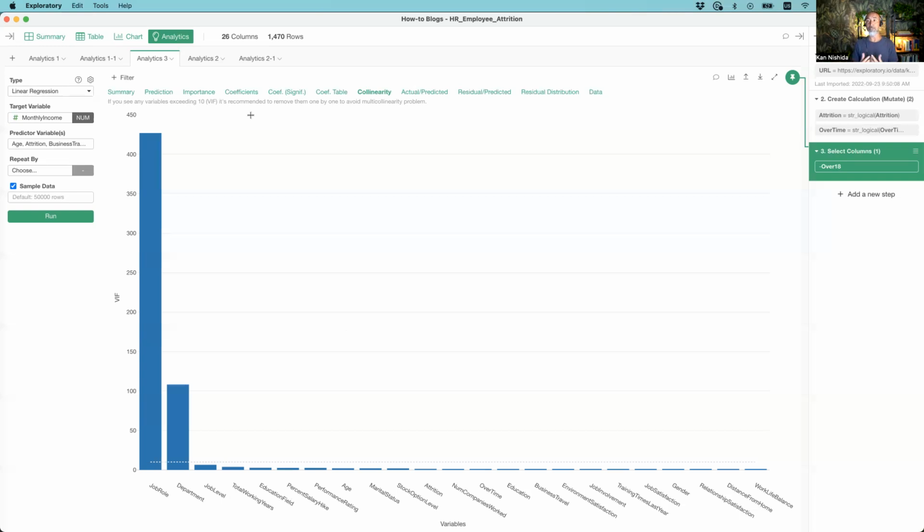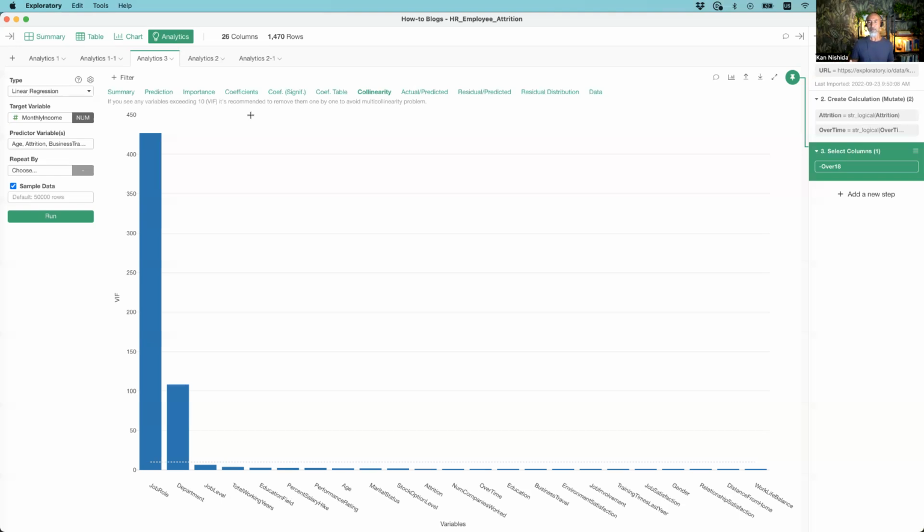Basically, linear regression is building the model, and the model is a formula, right? The formula means, for example, in this case, monthly income equals slope or coefficient multiplied by age, plus coefficient multiplied by attrition, and so on. So those coefficients will become unstable, meaning it can be 2, it can be 3, it can be 5, but somehow different formulas can produce the same prediction result.